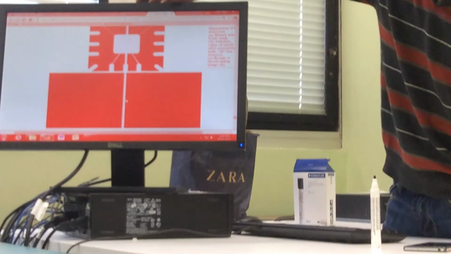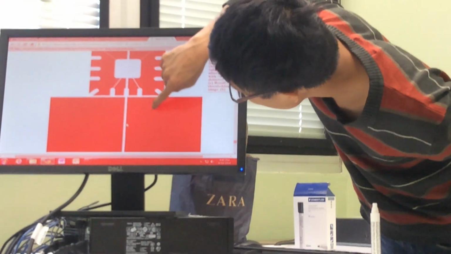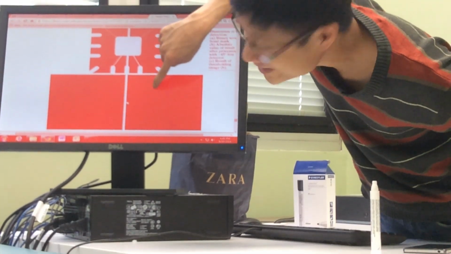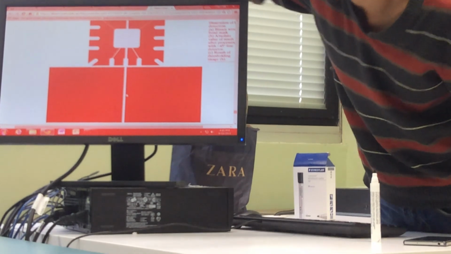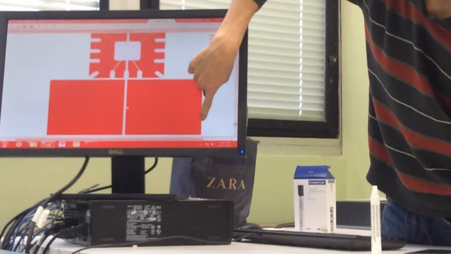And probably another one here, but this one is not exactly 45 degree. So it's not quite. This one is exactly 45 degree.